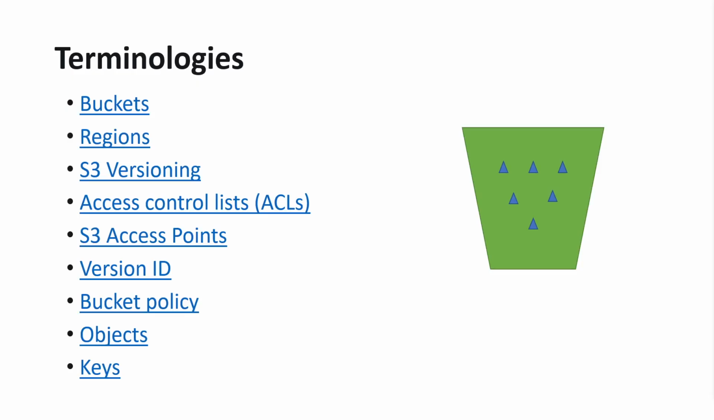S3 versioning. You can use S3 versioning to keep multiple variants of objects in the same bucket. With S3 versioning, you can preserve, retrieve, and restore every version of every object stored in your bucket. You can easily recover from both unintended user actions and application failures.